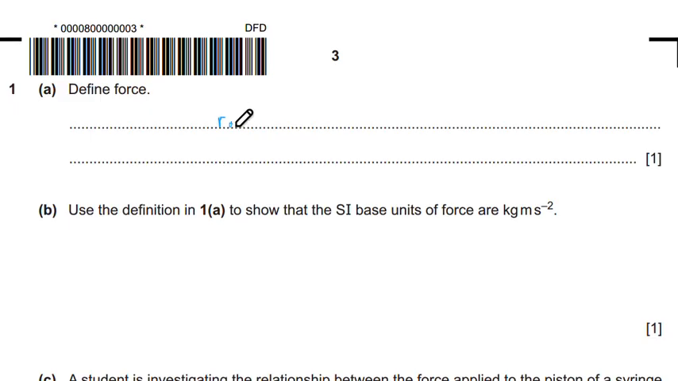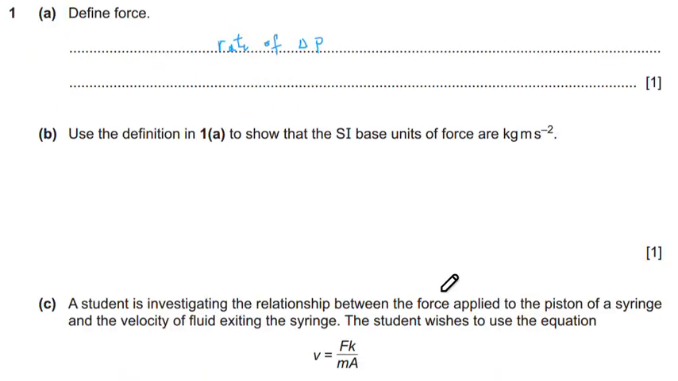Force is rate of change of momentum. The SI unit will be kilogram meter second minus 1 for momentum, as momentum is mv, and rate of change means division by time, which is by second. So it is kilogram meter second to minus 2.